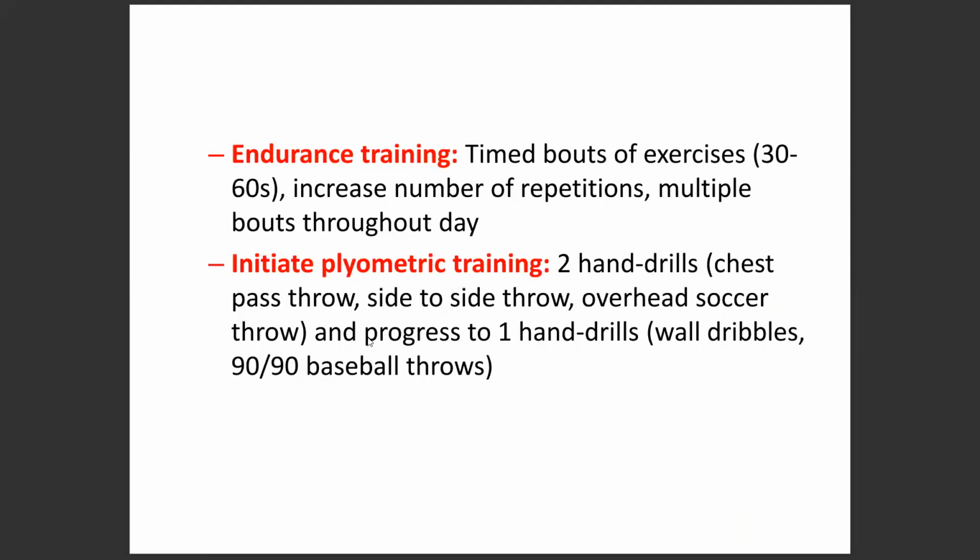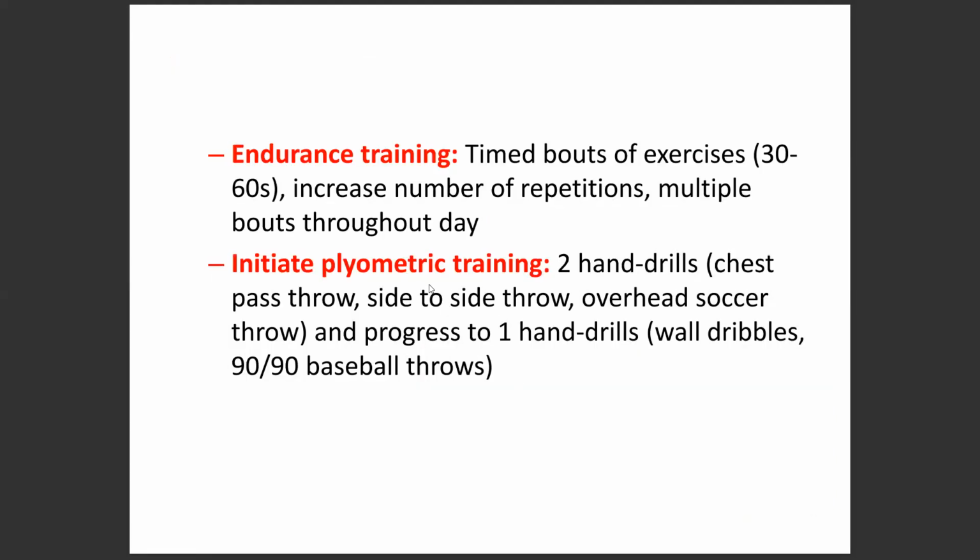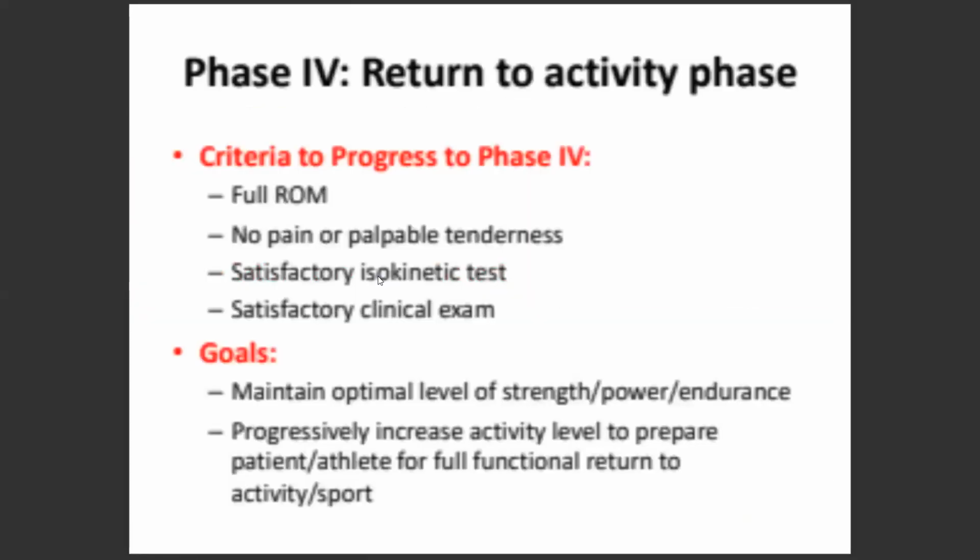Similarly, endurance strength should also be added in phase 3: timed bouts of exercises, an increased number of repetitions, and multiple bouts throughout the day. The plyometric training includes the chest pass throw, side-to-side throw, overhead soccer throw, and progresses to one-hand drills, wall dribbles, and the 90-90 baseball throw. So these are all exercises we can include to increase strengthening as well as to initiate plyometric training.